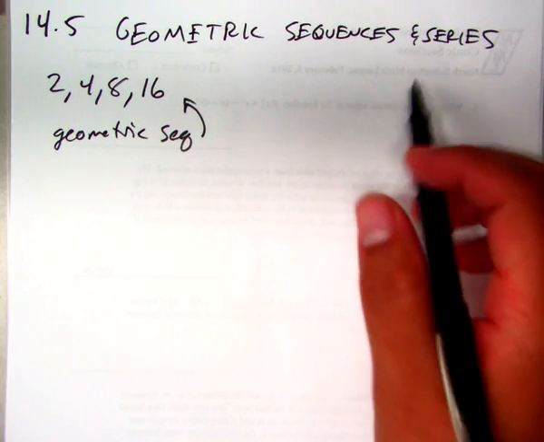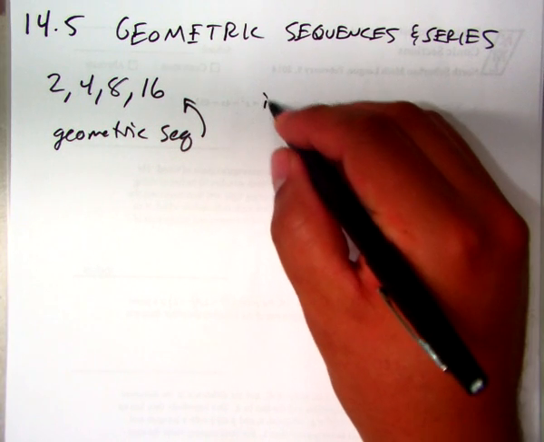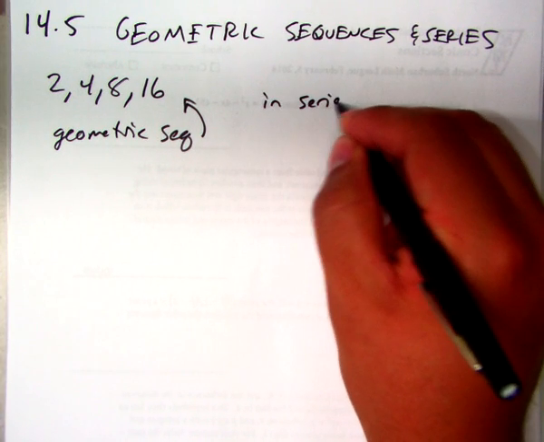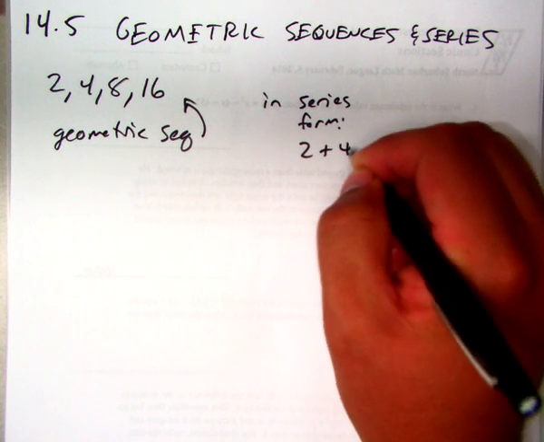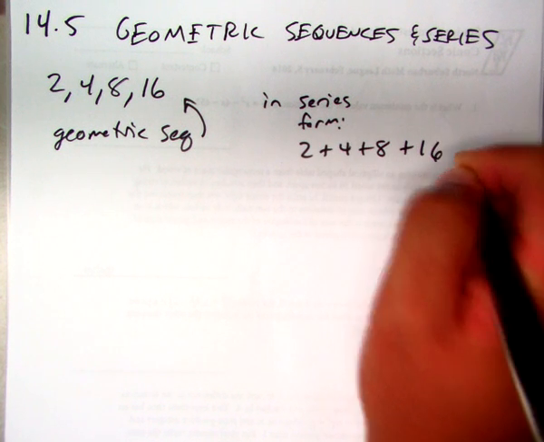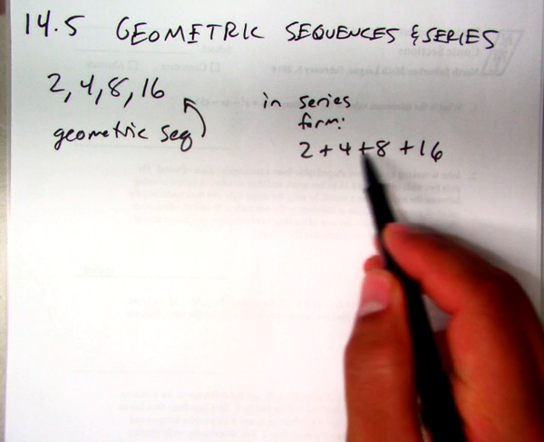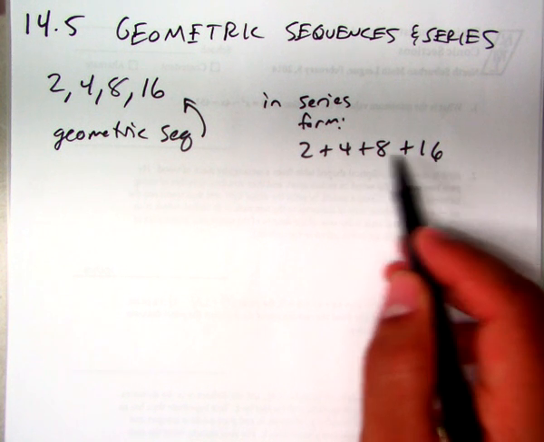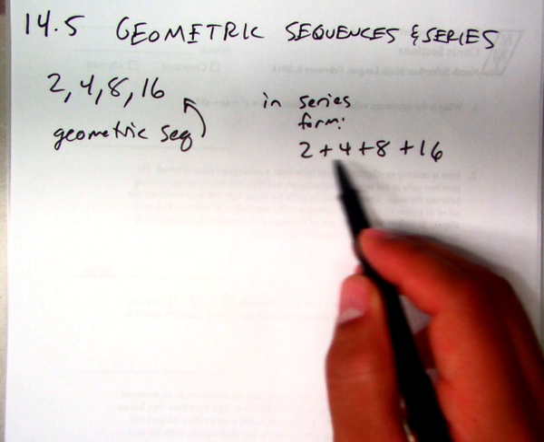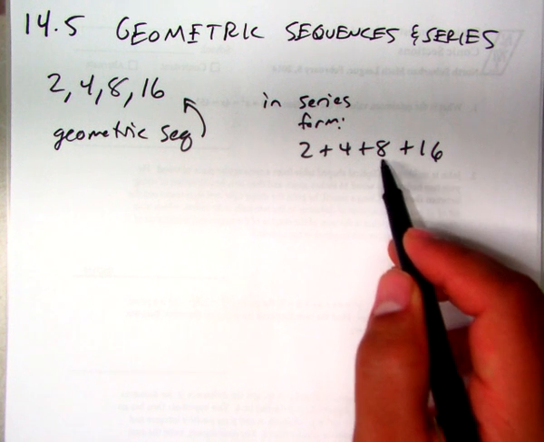Okay? In series form, this would be 2 plus 4 plus 8 plus 16. Okay, so this is a geometric series because, again, each term gets doubled, so it's got a common ratio, and you're adding each term in the sequence, so that's what makes it a series.